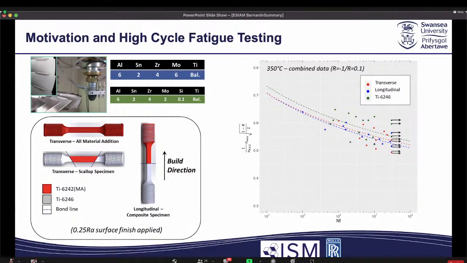An example of the data set is given here for 350 degrees Celsius, where the composite specimens show a small debit in fatigue life from the conventional Ti 6246 alloy in both of the orientations tested. The decrease in fatigue performance for the blown powder is modest and acceptable, although with larger associated scatter in the transverse orientation.